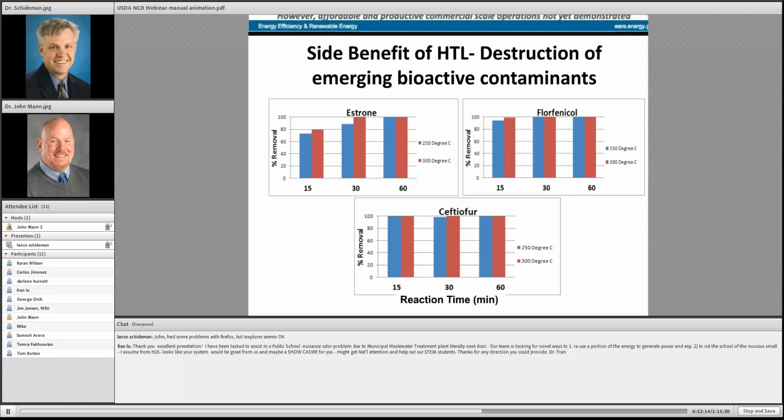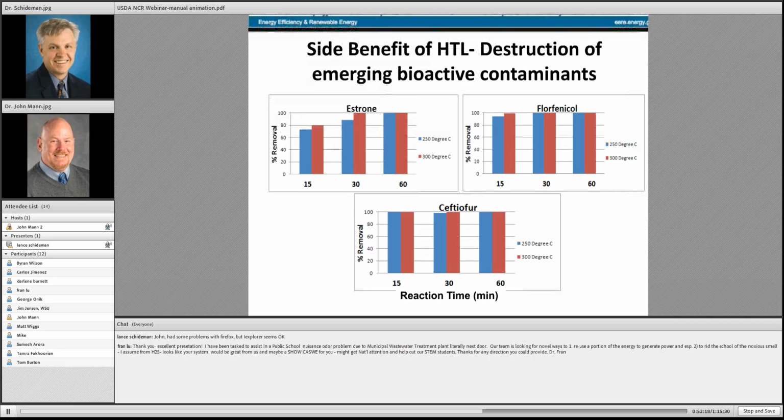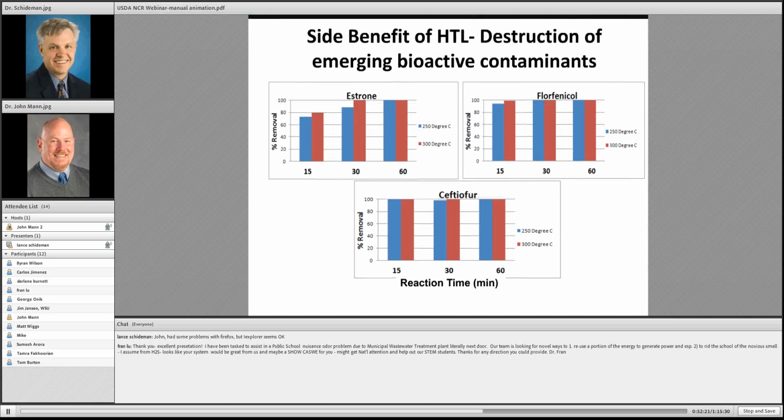I just have one slide here on some of the side benefits in terms of water quality. When we go through the hydrothermal liquefaction, we have good destruction of many of the emerging bioactive contaminants. So this one looks at estrone and then 2 antibiotics that are commonly used in livestock production, and shows the removal under 2 different HTL conditions, 250 degrees Celsius and 300 degrees Celsius, and then 3 different retention times, 15, 30, and 60 minutes, which is the amount of time we need to do the oil production process.